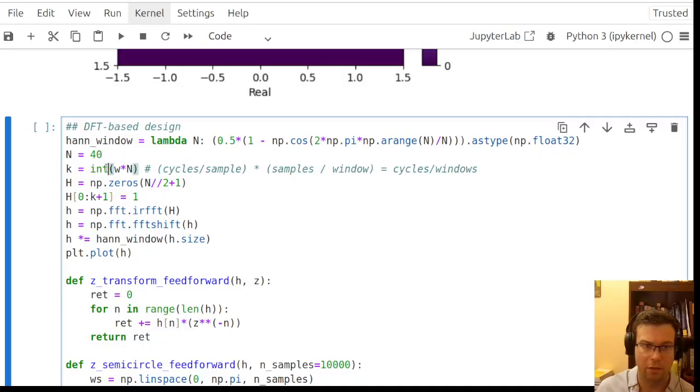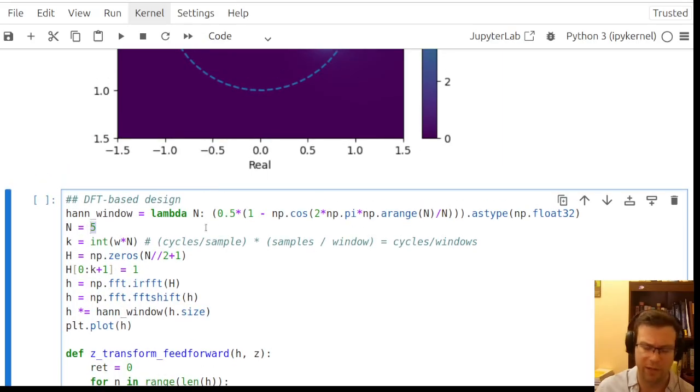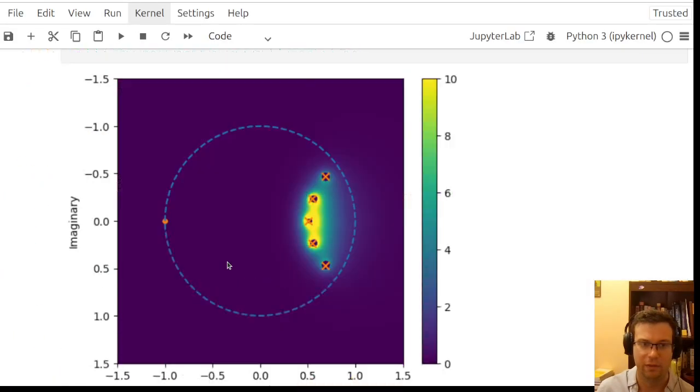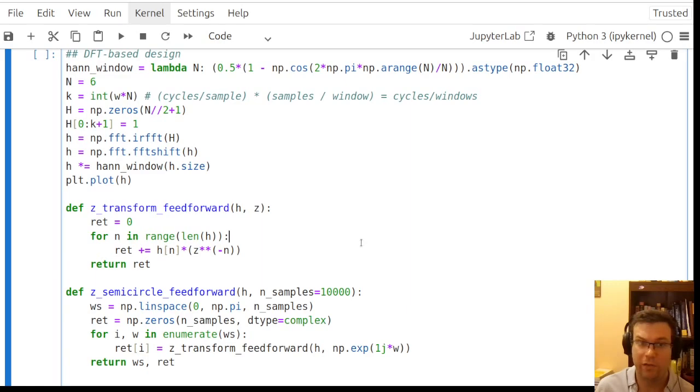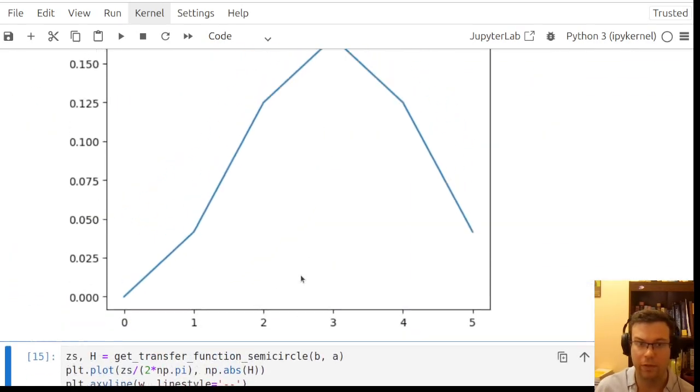So let's try to use one with only 5 samples and see how that does, or I guess I'll say 6. So that will go 5 samples into the past. So going an equal amount of time in the past, let's see how we do with this filter.